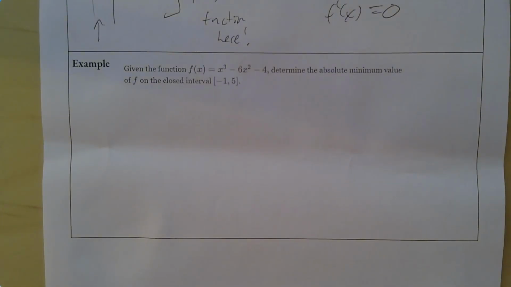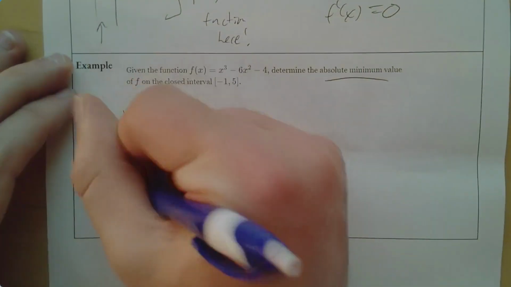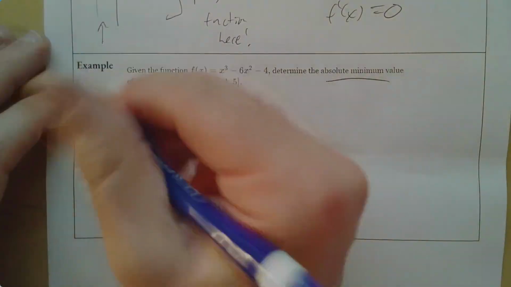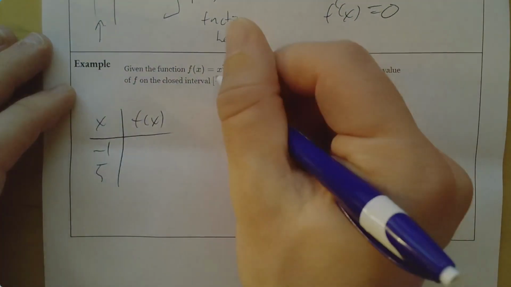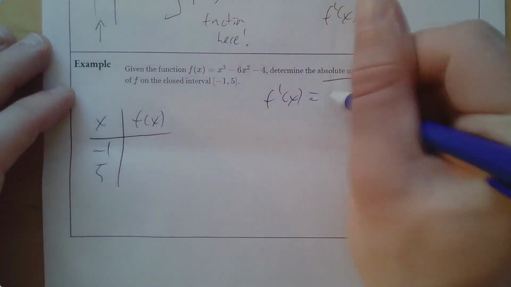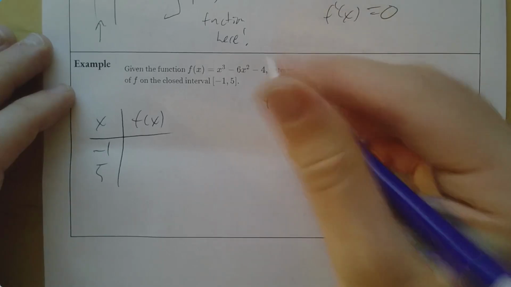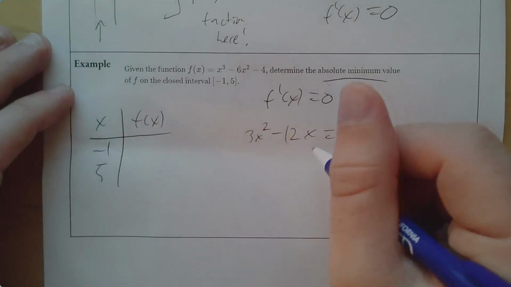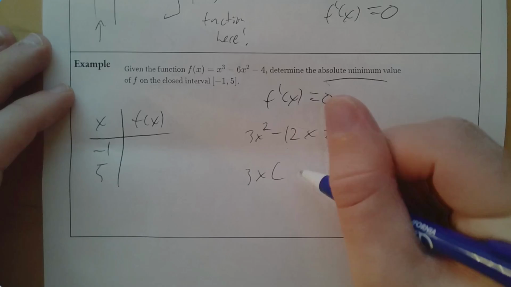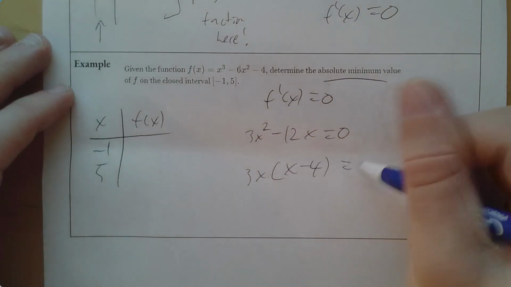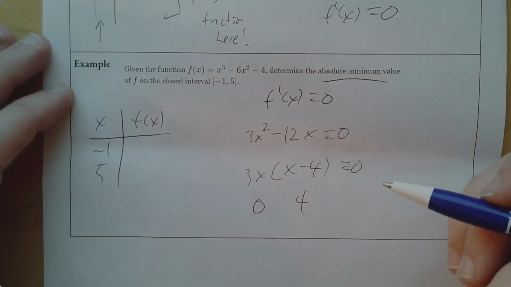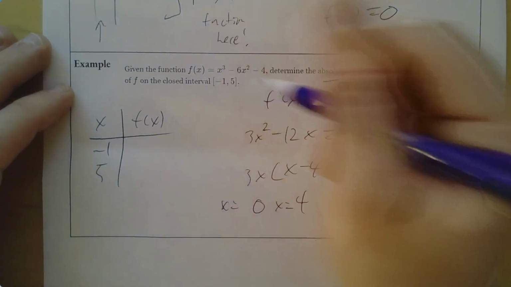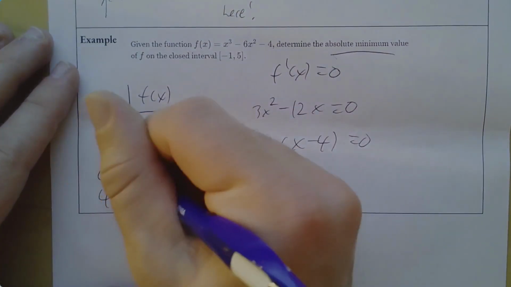We'll do an example just to make sure you're good on that. Given this function, what's the absolute minimum? So make your little table with x and f of x. I'm going to get my endpoints, which are negative 1 and 5. Then I have to get my critical points, so I take the derivative and set it equal to 0. A great thing to write on the AP test is just writing that. So 3x squared minus 12x equals 0. Factor out the 3x: 3x times x minus 4 equals 0. So my critical points are 0 and 4. Both of those are within the interval, so I have to do all of these.